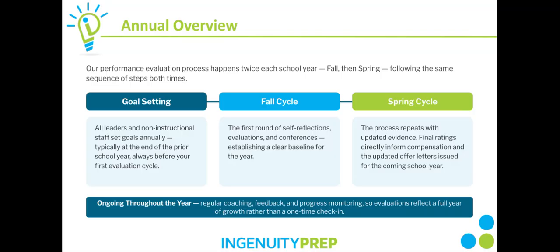The fall cycle is the first round of self-reflections, evaluations, and conferences. Think of it as establishing a baseline for the year. In the spring, the process repeats itself with an updated evidence set and progress toward goals. The spring cycle ends with final ratings, and those ratings directly inform compensation and the updated offer letters staff receive for the coming school year.